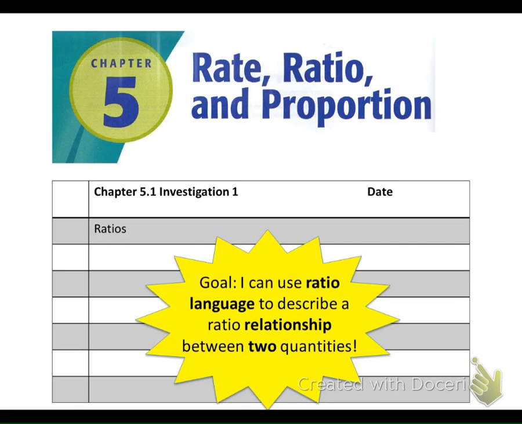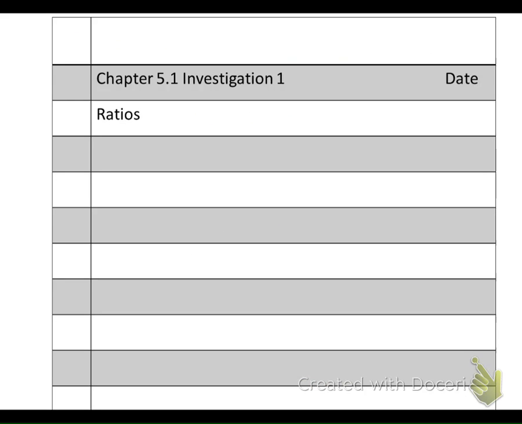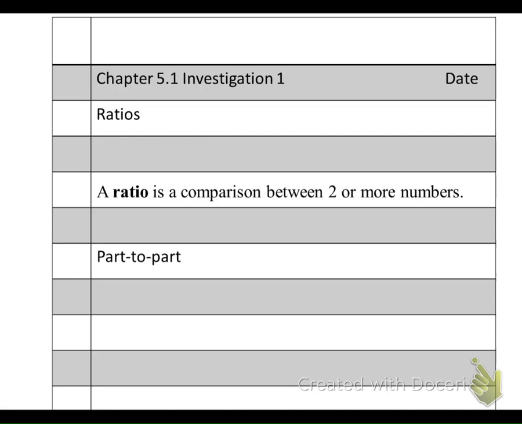Please pause the video and take a moment to set up your notebook paper so it looks like the one on the screen. The first thing you should be asking yourself is, what is a ratio? A ratio is a comparison between two or more numbers. We'll be looking at three different types of ratios in this unit: part to part, part to whole, and rate. Today we'll be focusing on the first two types of ratios, part to part and part to whole.